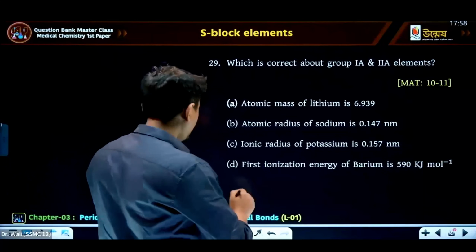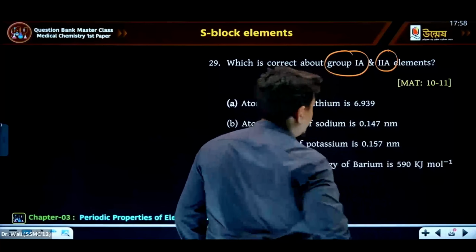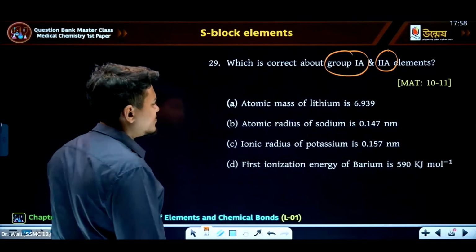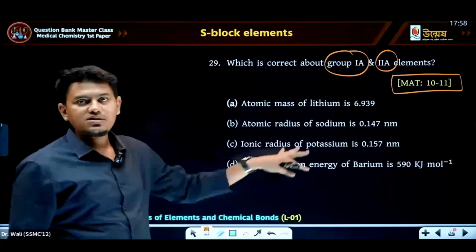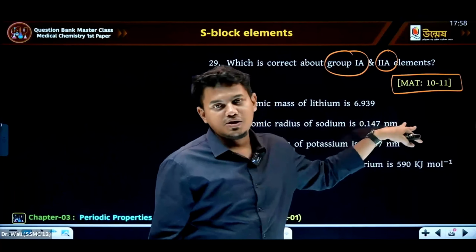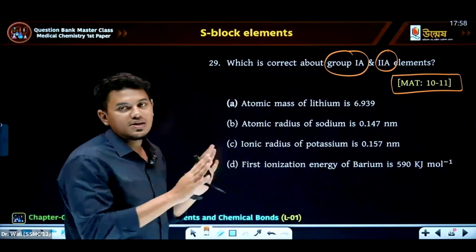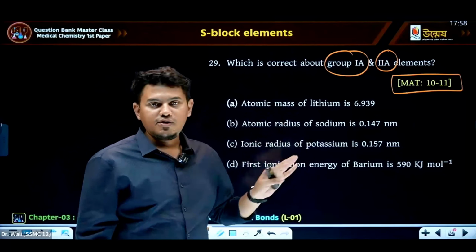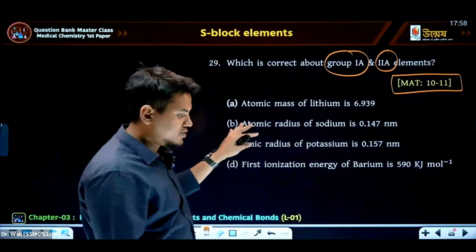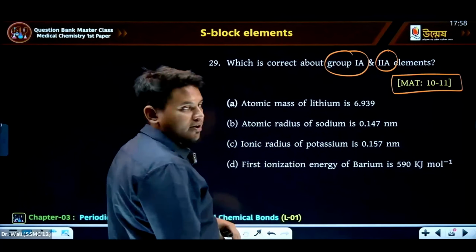In this question, we see which is correct about group 1A and group 2A elements. Atomic mass of lithium is 6.939, atomic radius of sodium. Actually, these are questions which appeared long ago. At that time, the book contained such information. We just try to understand, just read the question and know the correct answer only. We don't have to pursue this type of information anymore because it is not in our latest edition book, and we also don't see such questions appear in the admission test any longer.